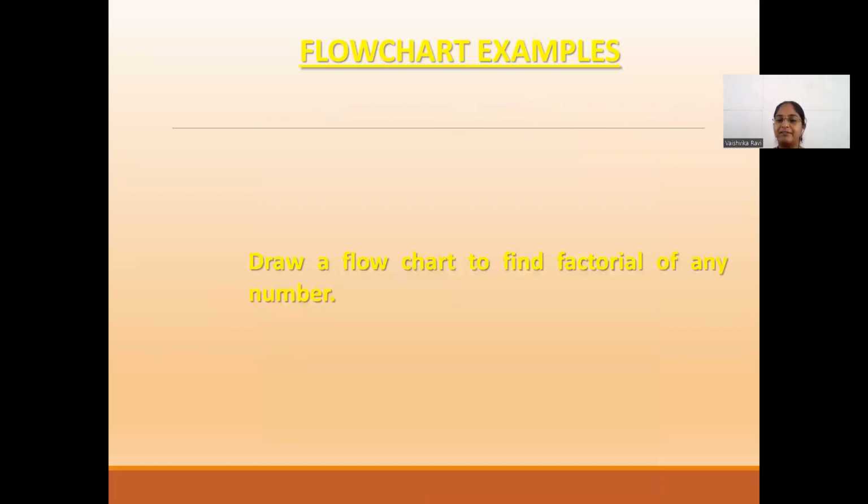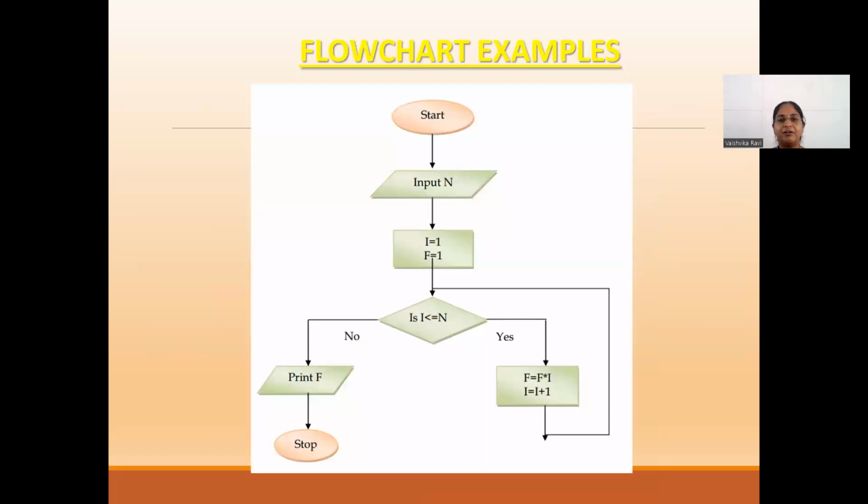The next is to find the factorial of a number. For the factorial of a number, if it is 5 factorial, the answer will be 1 into 2 into 3 into 4 into 5, which is equal to 120. 3 factorial will give us 1 into 2 into 3. For the start and stop symbol, we will be using the oval. To get the input and output, we will be using the parallelogram.